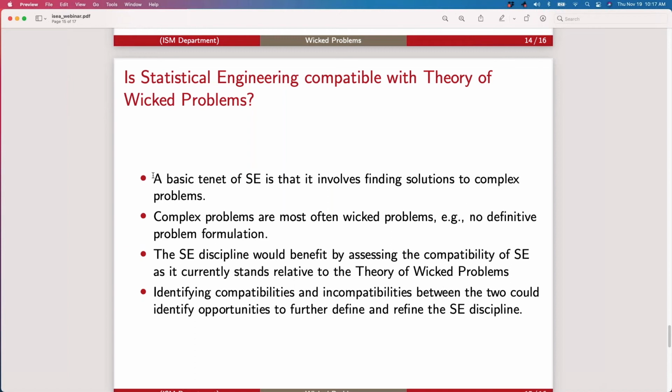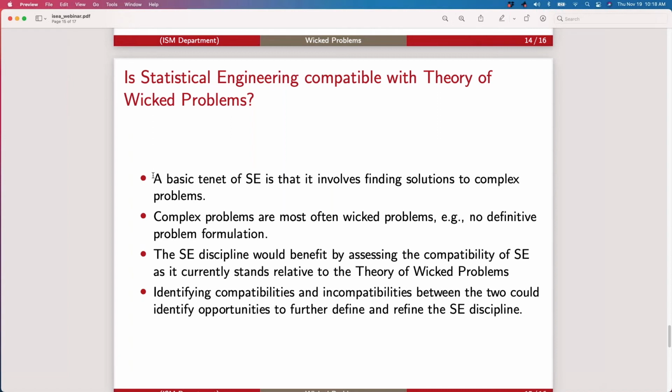So a basic tenet of SE is that it involves finding solutions to complex problems. And so my point is that complex problems are most often wicked problems, in the sense that there's no definitive problem formulation. And my view is that the SE discipline would benefit significantly by assessing the compatibility of SE as it currently stands relative to, say, the theory of wicked problems.